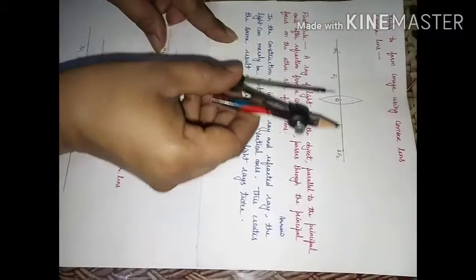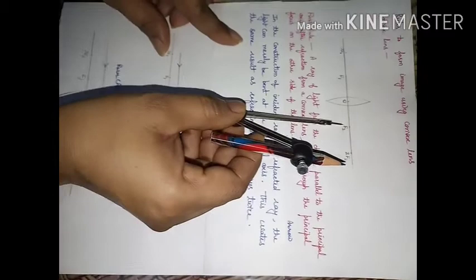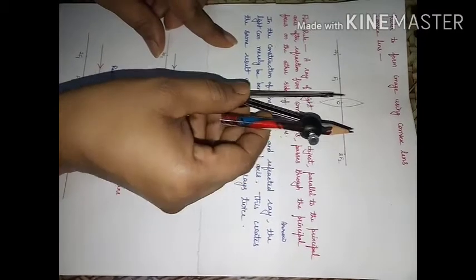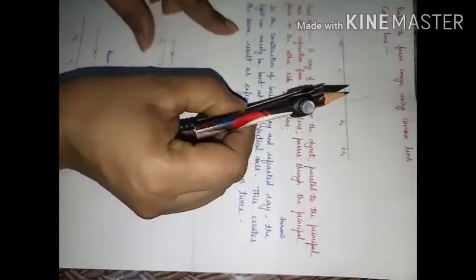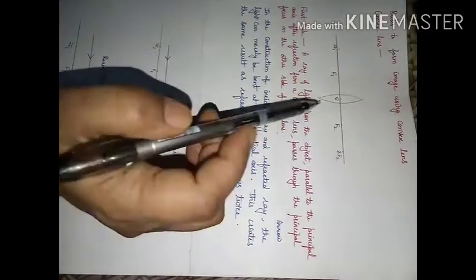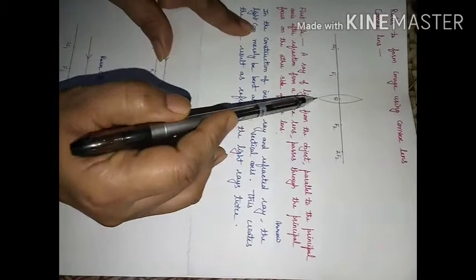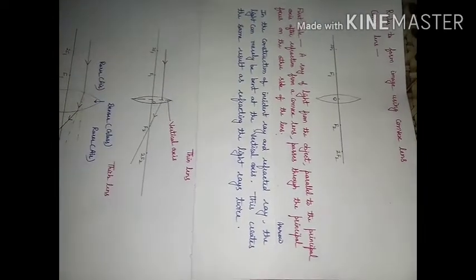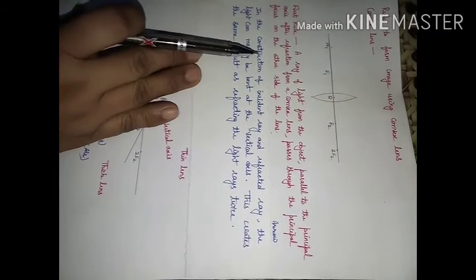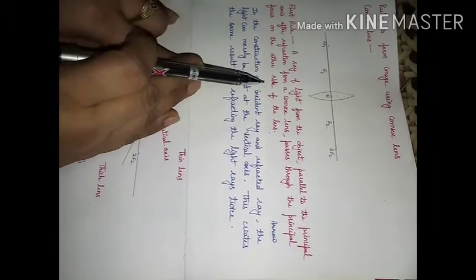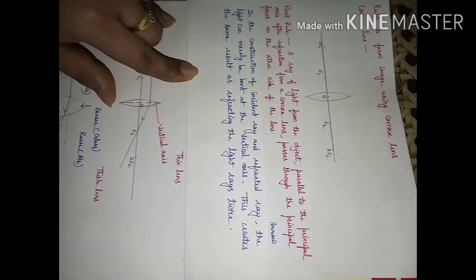This is going to be principal axis on which focus, center of curvature of these curved surfaces, and optical center is going to lie. And this vertical line joining this point with this will be known as vertical axis. So our topic today is, when we are going to draw ray diagram using convex lens, then few basic rules we have to keep in our mind.